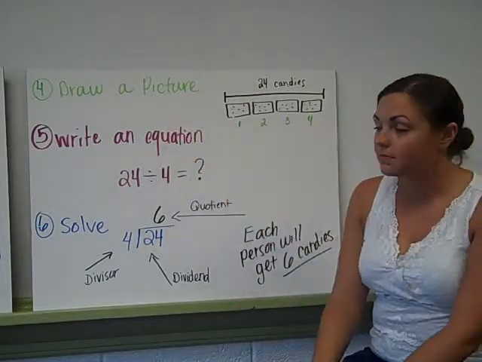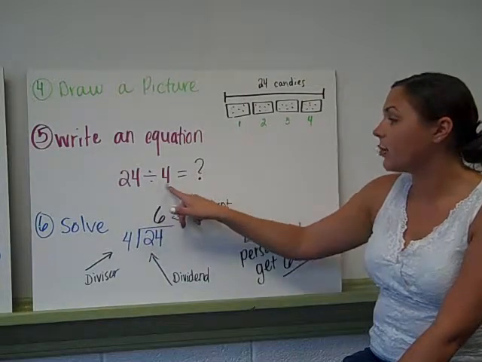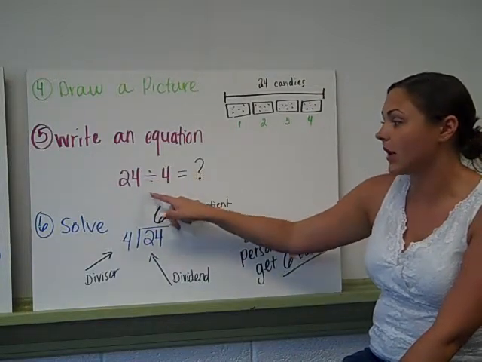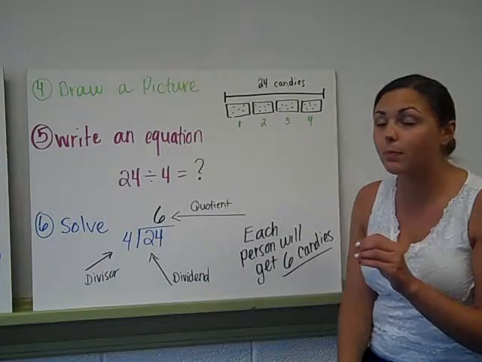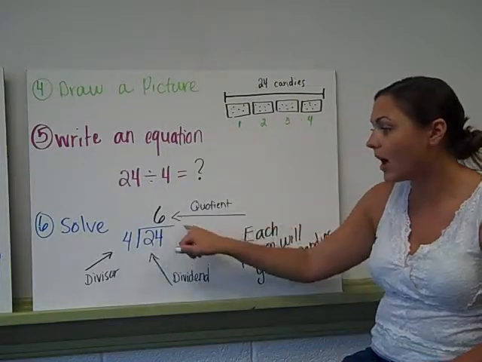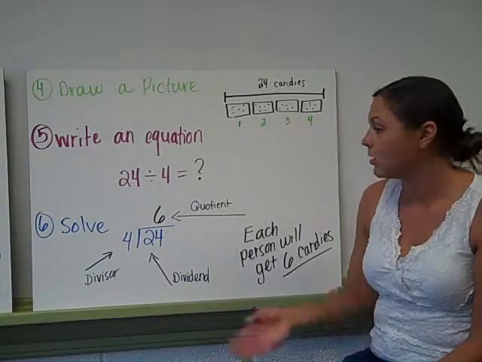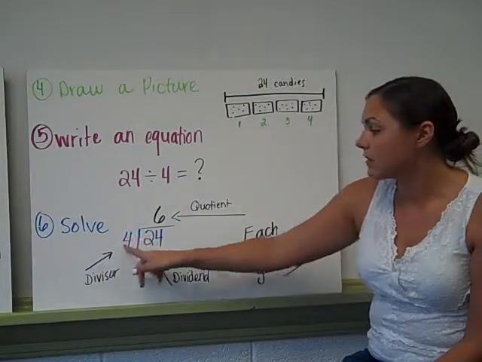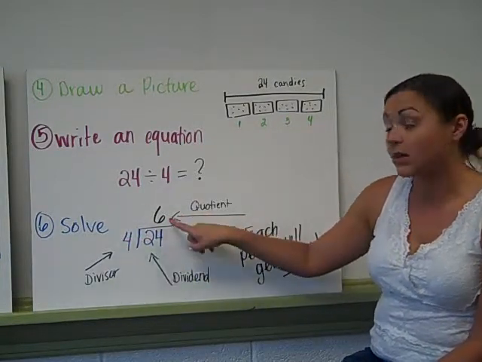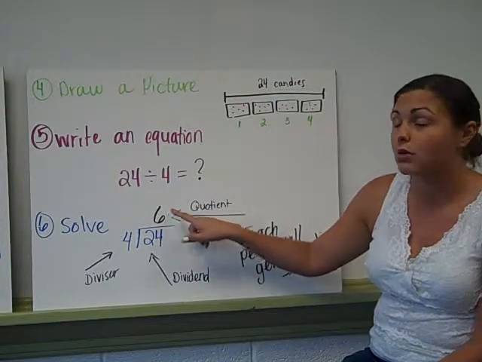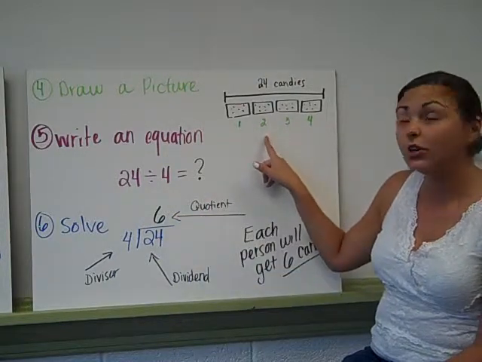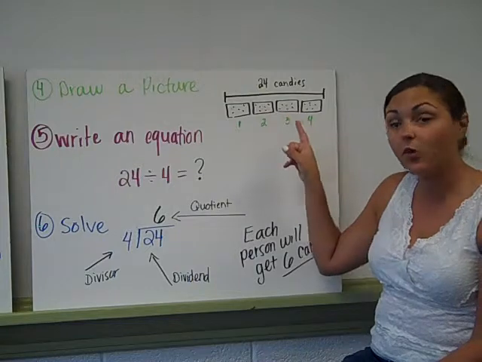Write an equation. 24 divided by 4. Now here I used this symbol. However, it can be written differently. Remember back, it could be a slash or the box. Then the last step you're going to do is solve that equation. 24 divided by 4 is going to give me 6 in each group. I found that out up here when I divided 24 into 4.